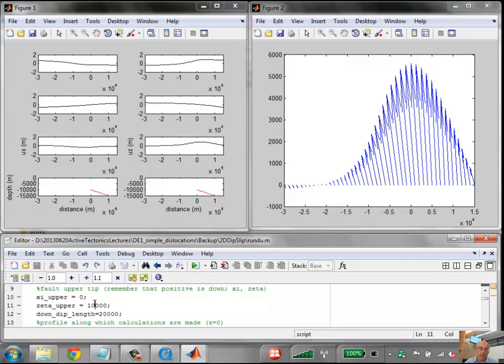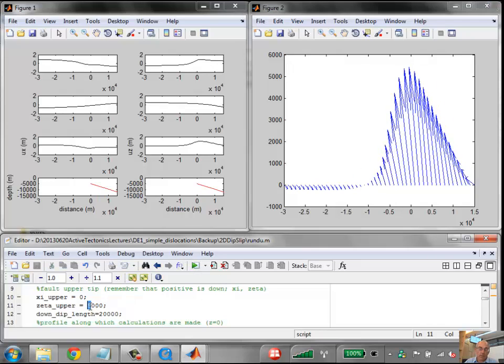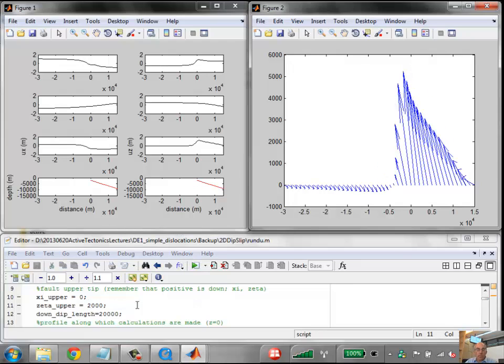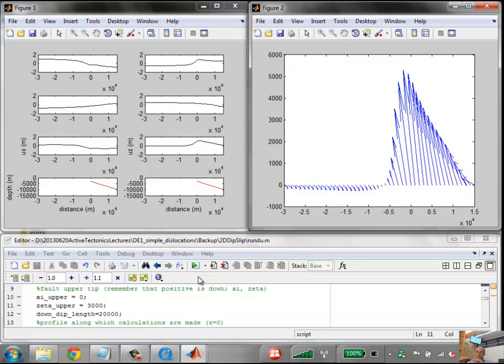So let's try like 5,000. So maybe 2,000. Yeah, so somewhere between 2,000 and 5,000, we start to get pretty good sensitivity to the tip position.